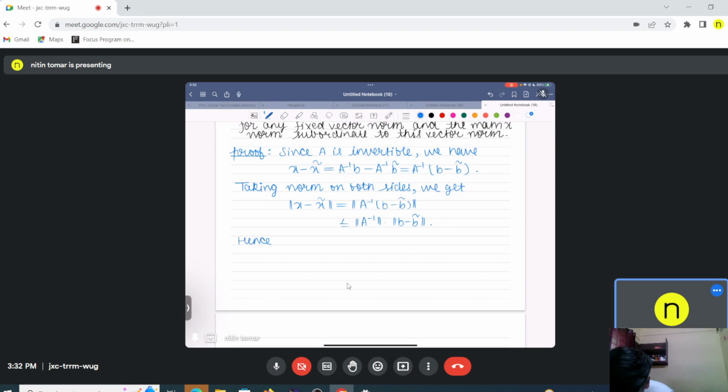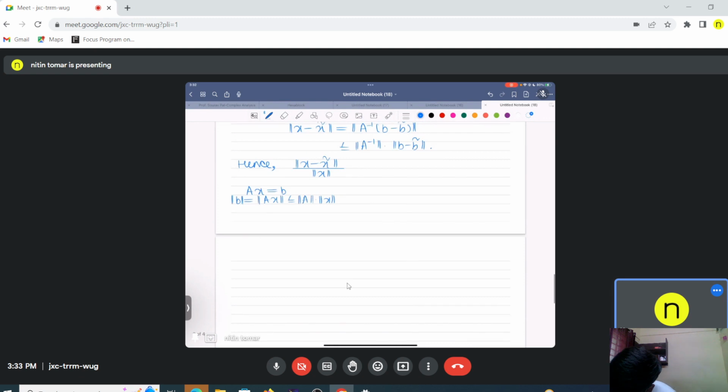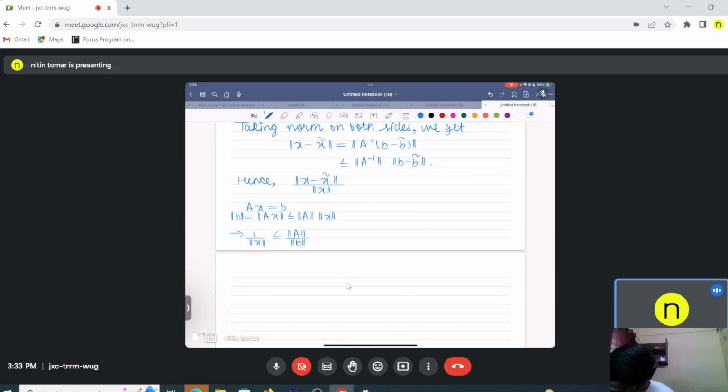So if you consider this norm x, see, because Ax was b, norm b is actually norm Ax, which is less than or equal to norm A times norm x. So this implies 1 upon norm x is less than or equal to norm A upon norm b.